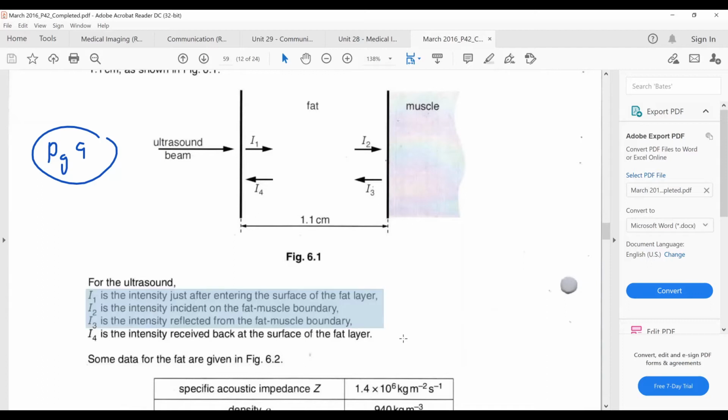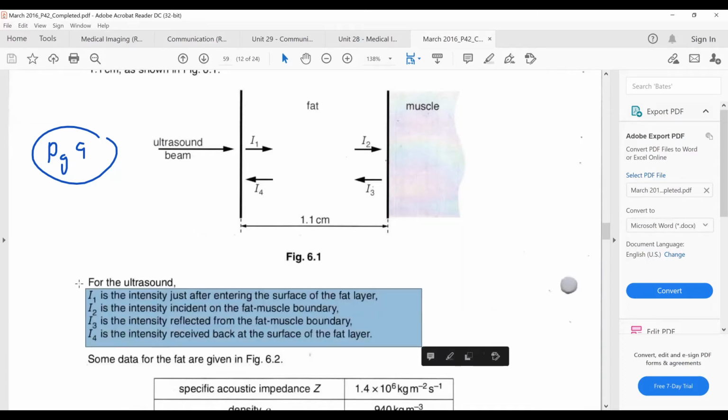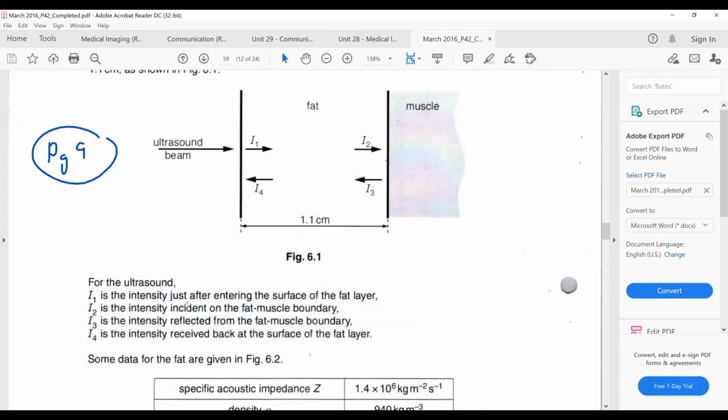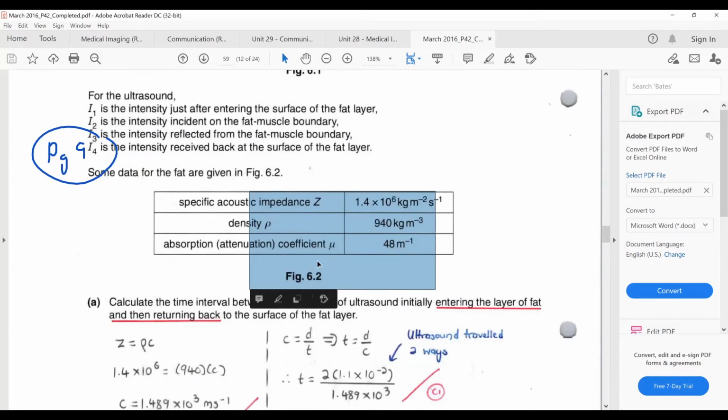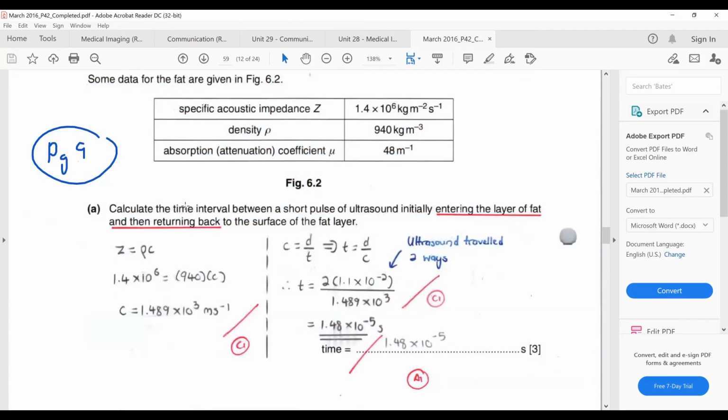For the ultrasound, they give you these particular variables. I1 is the intensity just after entering the surface of the fat layer. I2 is the intensity incident on the fat-muscle boundary. I3 is the intensity reflected from the fat-muscle boundary, and I4 is the intensity received back at the surface of the fat layer. And then the data for the fat is given here, where they gave you the specific acoustic impedance, density, and absorption attenuation coefficient mu. So they're asking you to calculate the time interval between a short pulse of ultrasound initially entering the layer of fat and then returning back to the surface of the layer of fat.